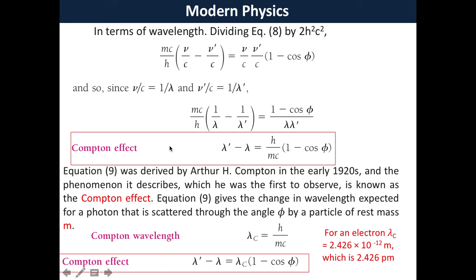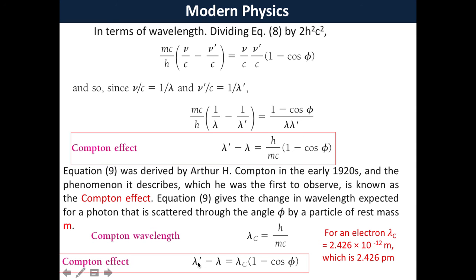The Compton effect is basically lambda prime minus lambda is equal to h upon mc times 1 minus cos phi. This equation was derived by Arthur H. Compton in the early 1920s, and the phenomenon it describes, which he was the first to observe, is known as the Compton effect. Equation 9 gives the change in the wavelength expected for a photon that is scattered through angle phi by a particle of rest mass m. The Compton wavelength lambda c is h by mc.